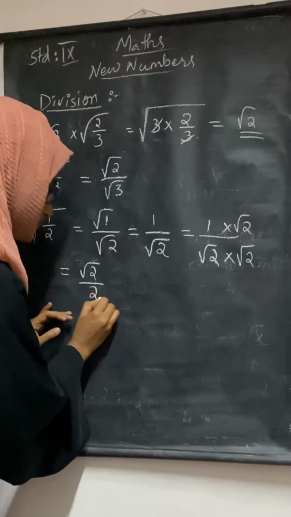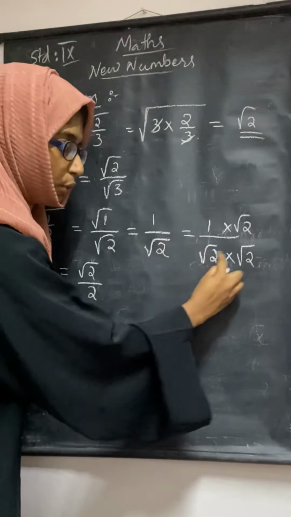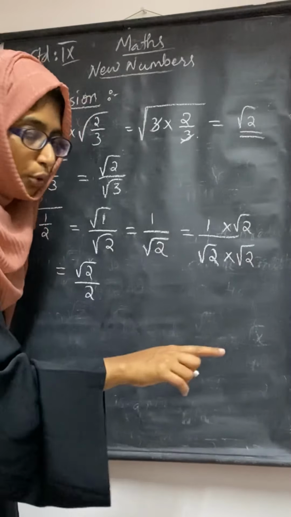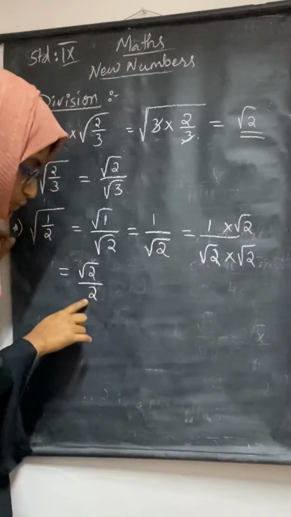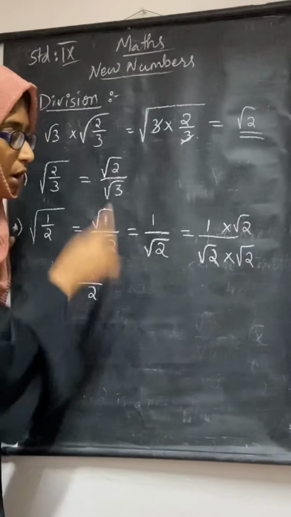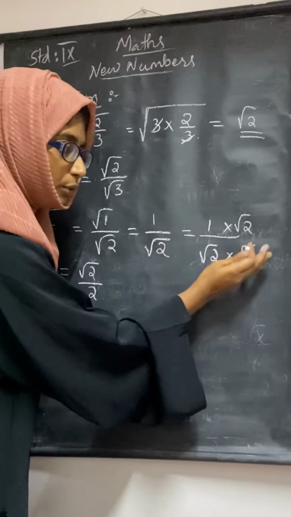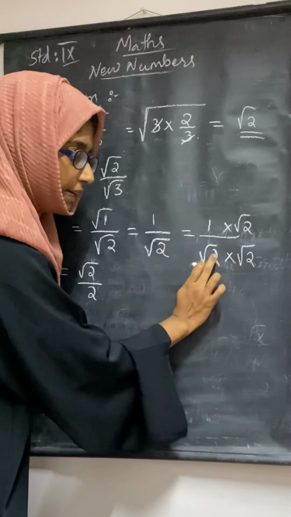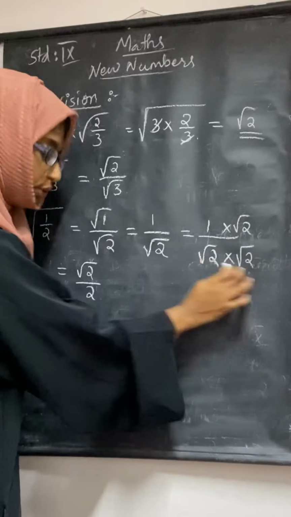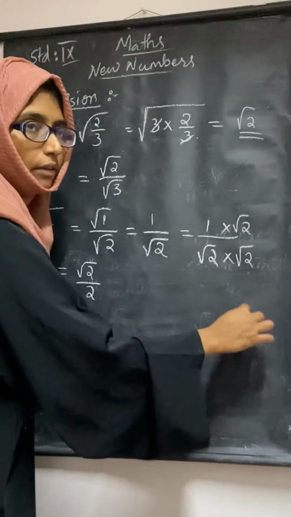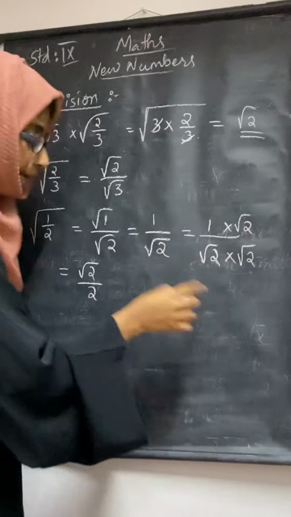So divide by 2. You know now how you got square root 2 into square root 2? It is actually square root of 4. Square root of 4 answer is what? 2. So that is also you can write, or just think: when you multiply square root of the same numbers, you just take out the square root and write that number. Square root of 2 into square root of 2 is 2. If it is square root of 5 into square root of 5, the answer is 5. Like that it will be.